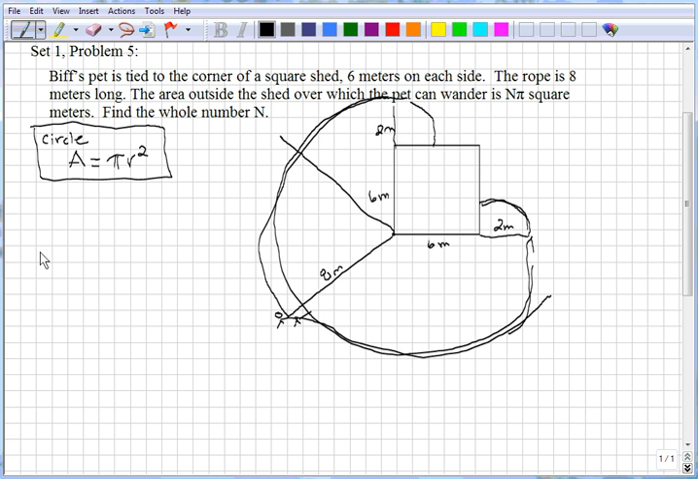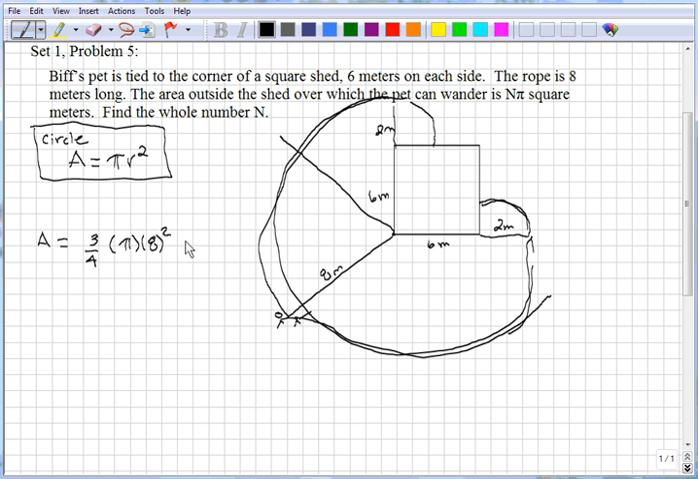But given the fact that we don't have a full circle, let's figure out what the area is that the pet is working within. Let's figure out what that is. So we have 3/4 of a circle times pi times 8 squared, okay, because the radius is 8 and we have 3/4 of a circle.